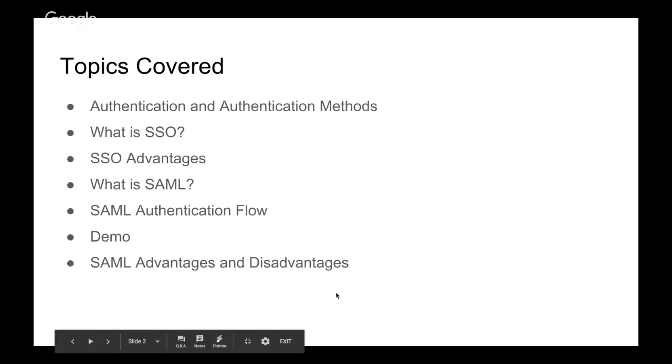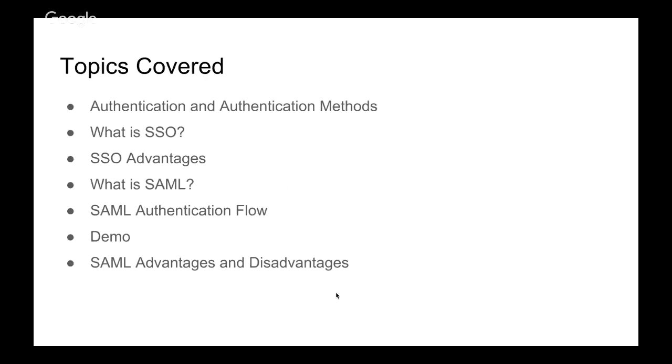Okay. So what we are going to cover today is this. Obviously we know what authentication is and frequently used authentication methods in the enterprise apps. And then what is SSO and what are the advantages of SSO, and the SAML protocol and the authentication flow when we implement the SAML protocol. And then we'll see a demo and we can inspect how exactly it is working, the internal workings. And then we'll finally see what are the advantages and disadvantages of using SAML.